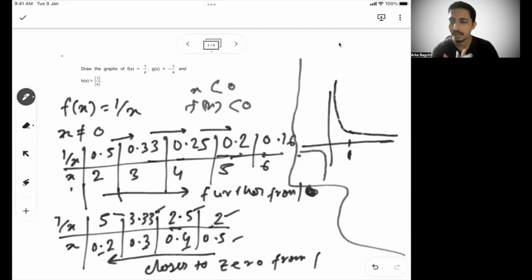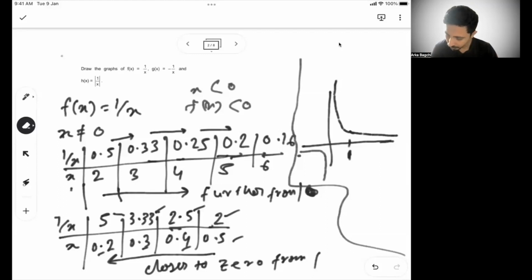So I could have drawn the graph right away, but I chose to explain. If you understand how a graph is formed, you will be easily able to do these problems, right? You can't always remember the graph of a particular function right away. You have to think on your feet, put in some values, see the trend, and then draw the graph. So this is one of those examples.